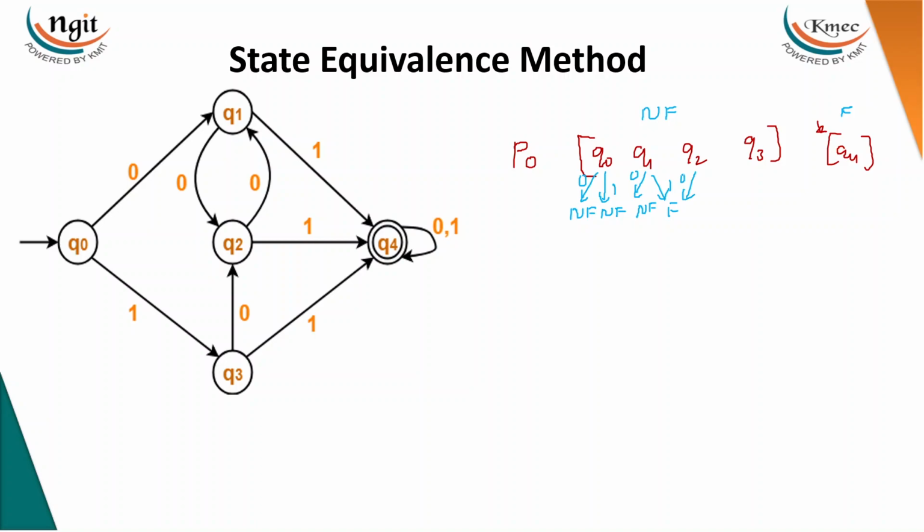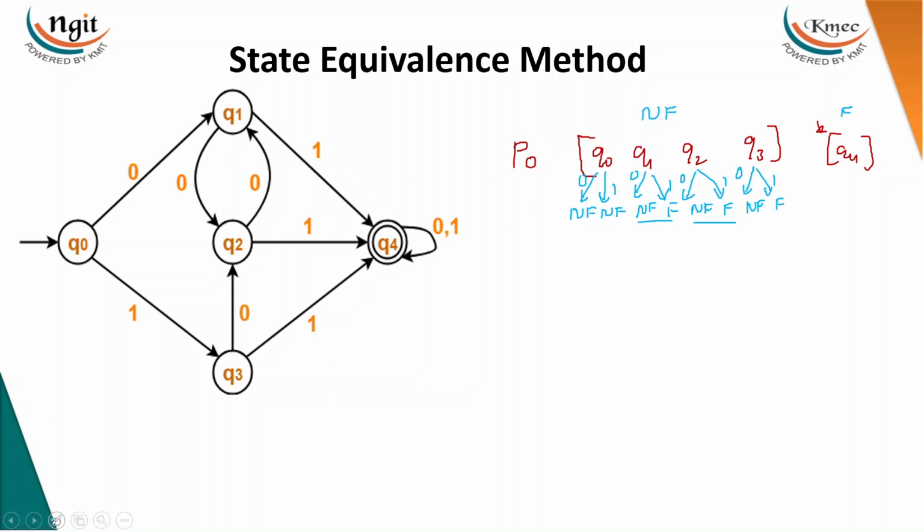The same way you write it. Q2 on 0 goes to the non-final partition, Q2 on 1 goes to final. See, these two have the same behavior, so in the next step Q0 is one group, and Q1, Q2 another partition. Now write down Q3. If Q3 has behavior like Q0, then Q0, Q3 form one partition and Q1, Q2 another. If Q3 behaves like Q1, Q2, combine it. If Q3 is different, draw a line and divide it. Q3 on 0 goes to Q2, non-final. Q3 on 1 goes to Q4, final, right?